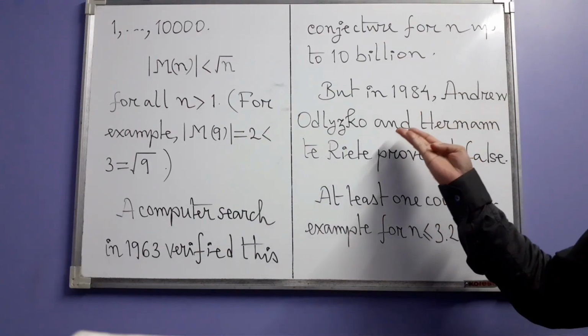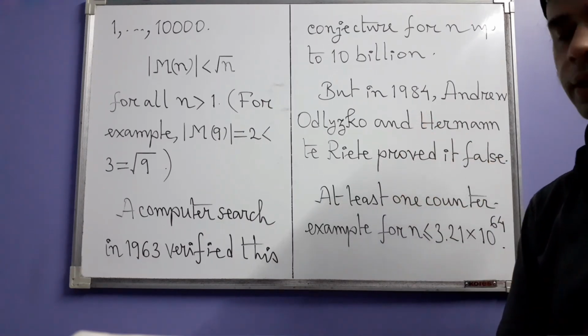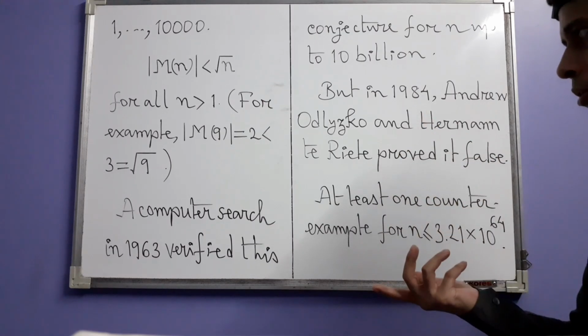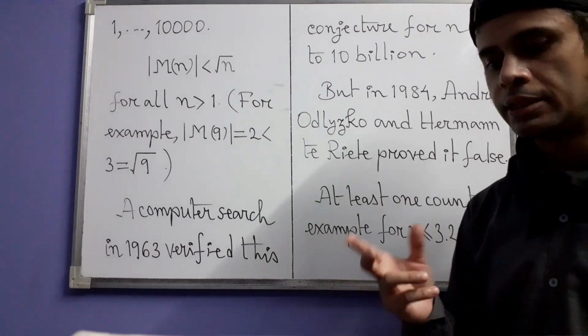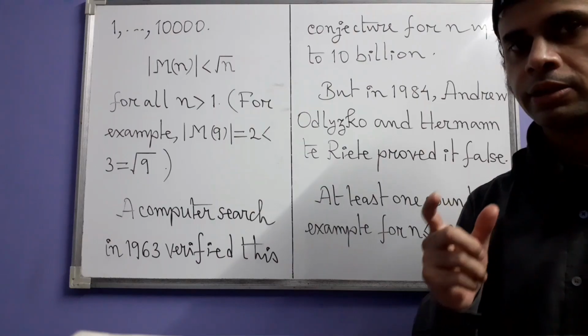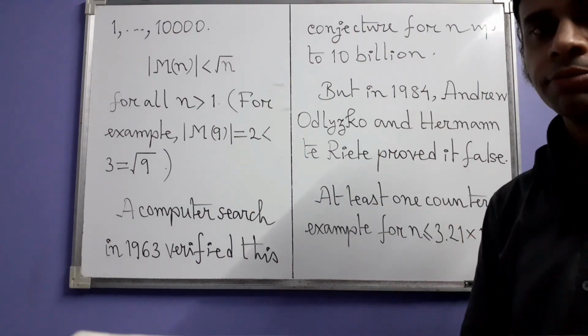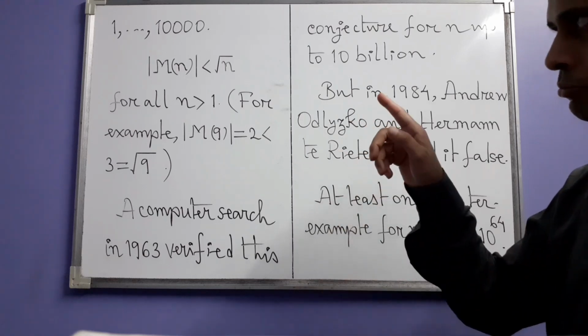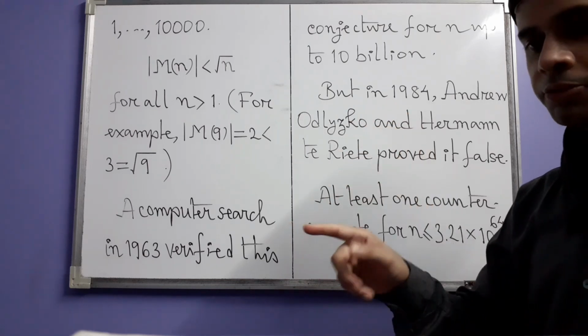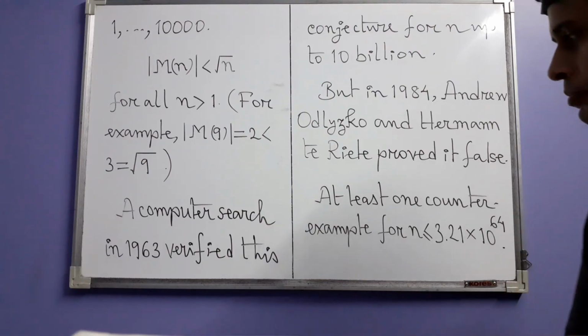In 1984, these two mathematicians proved this conjecture false, and they did it with the help of some computer, and their proof was indirect. They showed that there must be some counterexample, but they were not able to provide an actual value of n for which this inequality will not be true. That is, for which the absolute value of M of n will be greater than or equal to the square root of n, not less than.